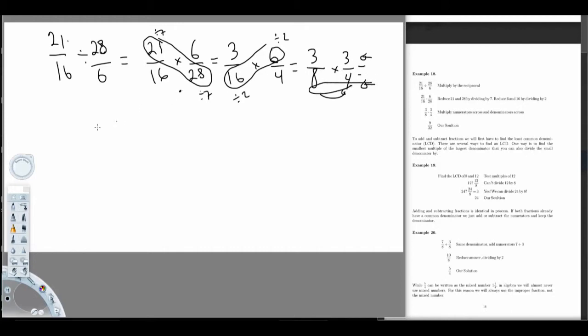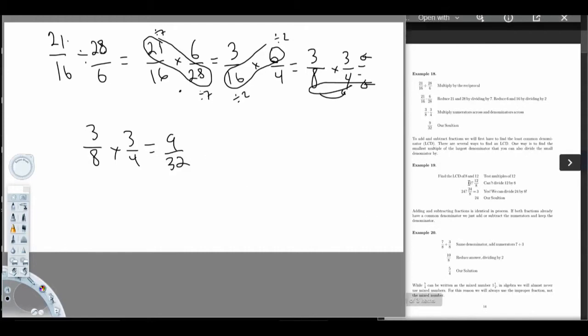Okay, so let's do the multiplication and see the answer. 3 times 3 equals 9, and 8 times 4 is 32. What's the answer that they say? Yeah, that's a good answer. Good show.